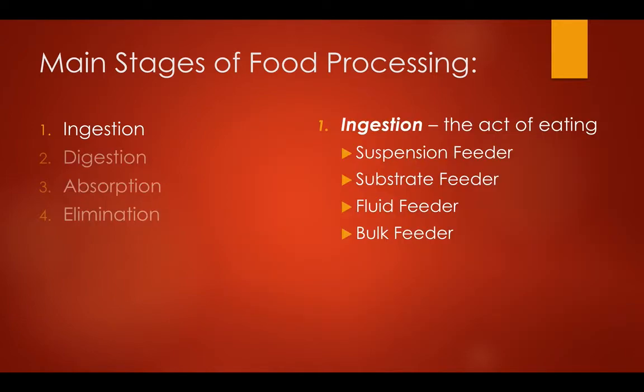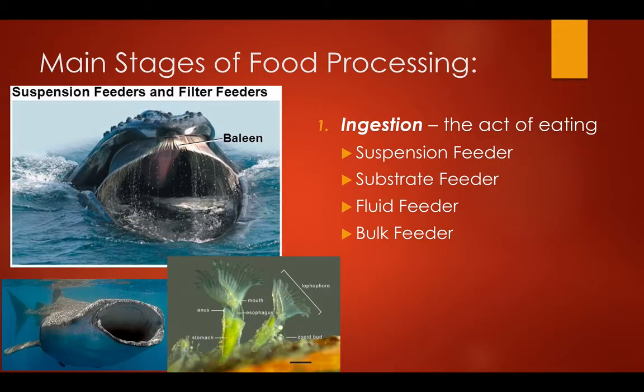First, ingestion. Ingestion is the act of eating. You can be different types of eater: a suspension feeder, a substrate feeder, a fluid feeder, or a bulk feeder. Suspension feeders are things like whales. This is a baleen whale. This giant, comb-like tooth structure is called a baleen. Things like whale sharks are also filter feeders.